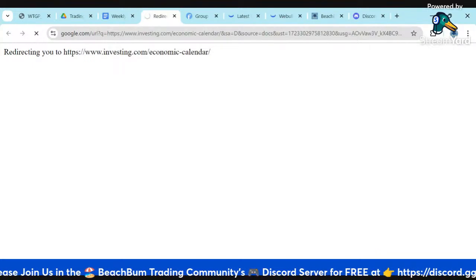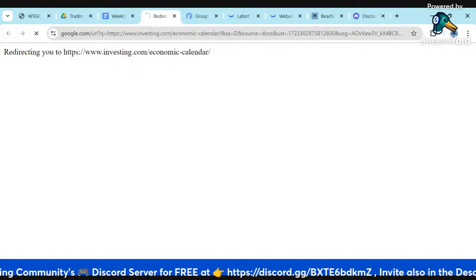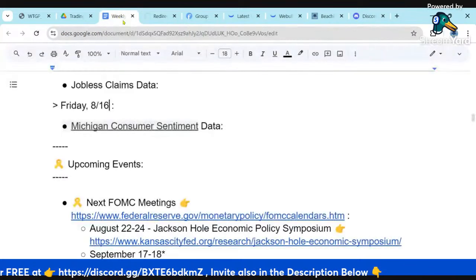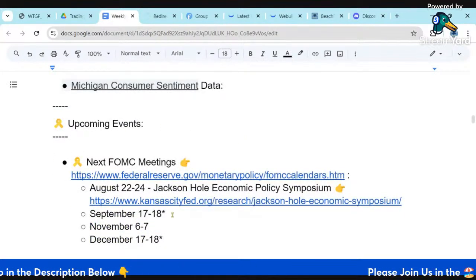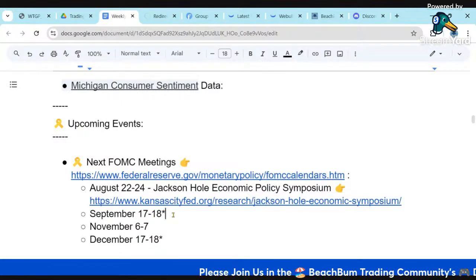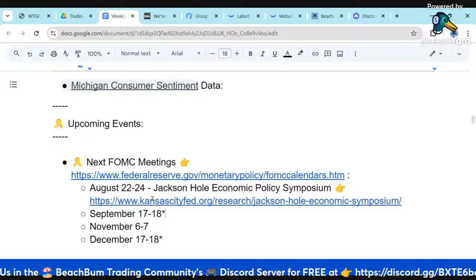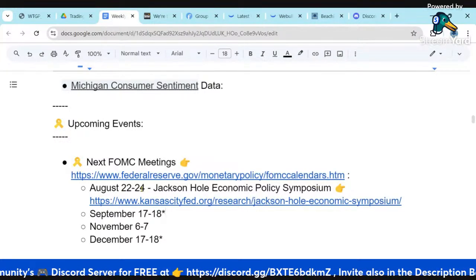Okay, just waiting for the investing.com calendar to load. While we do that, we can also talk about upcoming events with the FOMC. So again, we don't have another FOMC meeting until September 17th and 18th, and we'll get a dot plot, another SEP at that time. But we do have the Jackson Hole Economic Symposium, August 22 through 24.